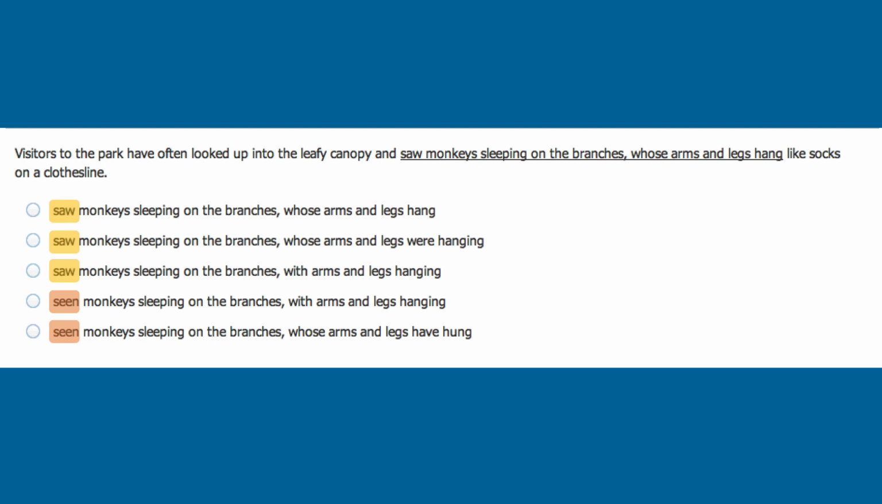So which do we want? Past or perfect? Looking back in the sentence, we see that the subject of the sentence, visitors, have looked up into the canopy. That's present perfect. These same visitors then proceed to see the monkeys. So our visitors are doing 2 actions at the same time, looking and seeing. This means we want these 2 verbs to be parallel. So we want visitors have looked and seen. So while the issue with saw may not have been immediately obvious, noticing the difference between saw and seen gives us a hint as to what might be going on in this sentence. So we'll go ahead and rule out A, B, and C.